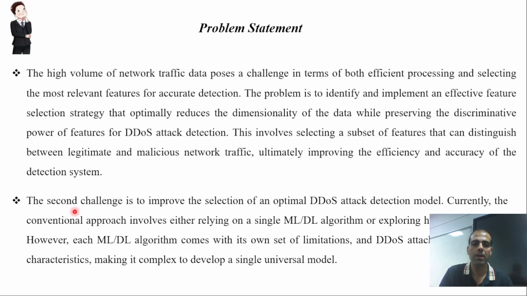The second problem is the challenge of improving the selection of an optimal DDoS attack detection model. Currently, the conventional approach involves relying on either a single machine learning or deep learning model, or using a hybrid approach. However, each machine learning or deep learning algorithm comes with its own limitations, and this is considered one of the problems. And DDoS attacks exhibit diverse characteristics, making it complex to develop a single universal model.